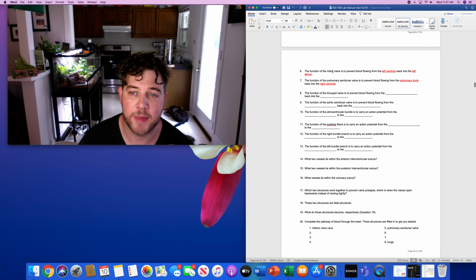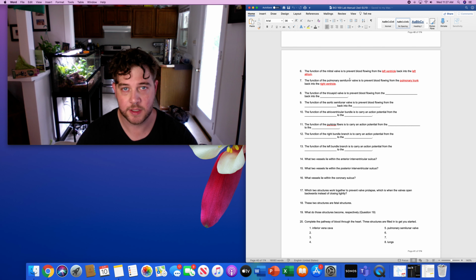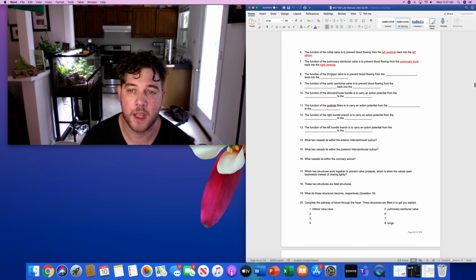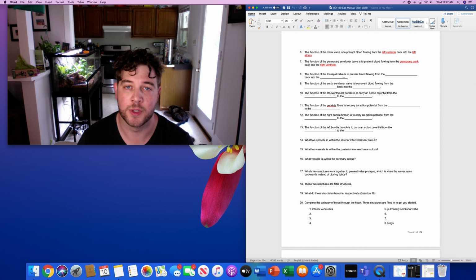Okay, so the function of the mitral valve is to prevent blood flowing from the left ventricle back into the left atrium. For these questions, it's all about knowing where the valves are and what chambers and what portions of the heart the valves are dividing. Pulmonary semilunar valve is between the pulmonary trunk and the right ventricle. Tricuspid valve, that's on the right side of the heart.